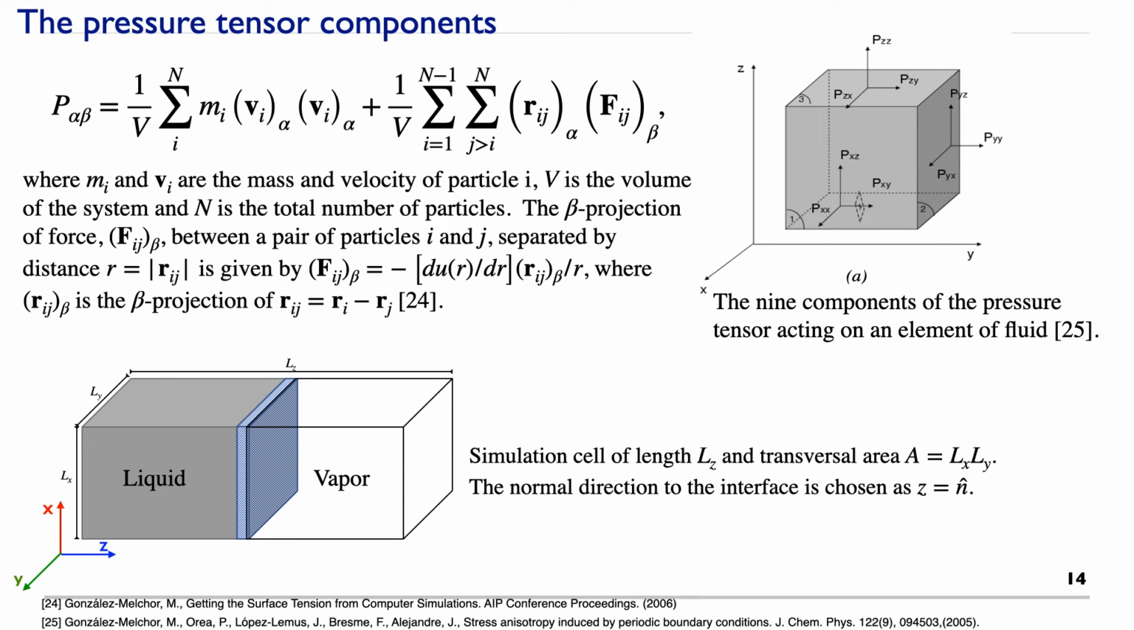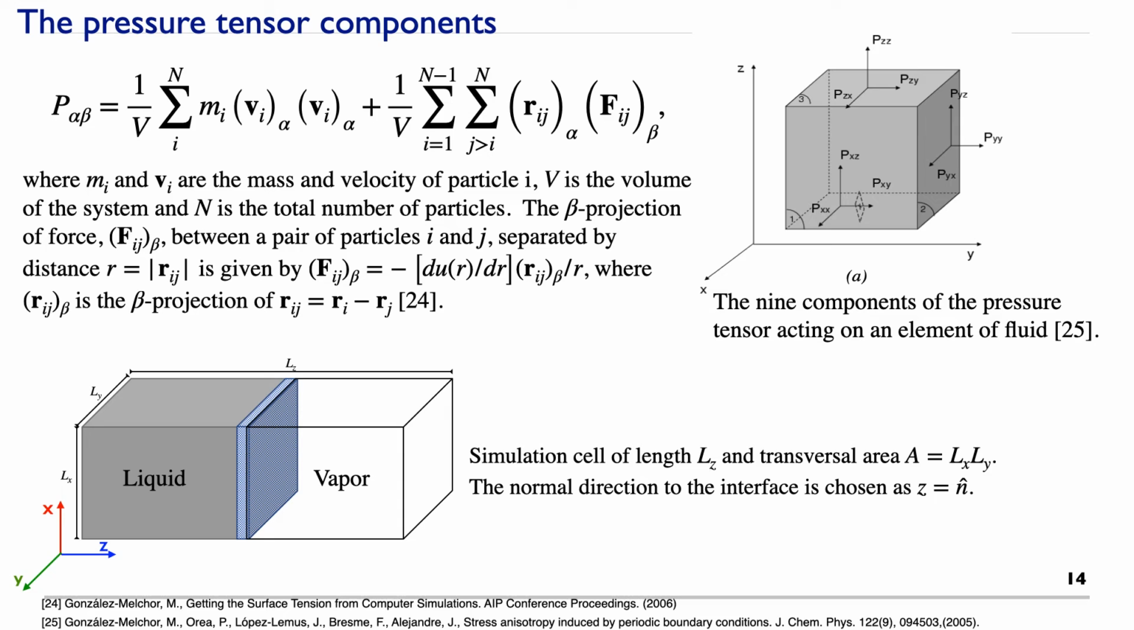Now we show the equation of the pressure tensor component used in molecular simulation. It has a kinetic contribution that arises from the linear momentum of the particles, where m and v are the mass and velocity of the particles respectively, and the second term is a configurational contribution that arises from the central force between them. The beta projection of the force between a pair of particles i and j separated by a distance r is given by minus the derivative of the potential.